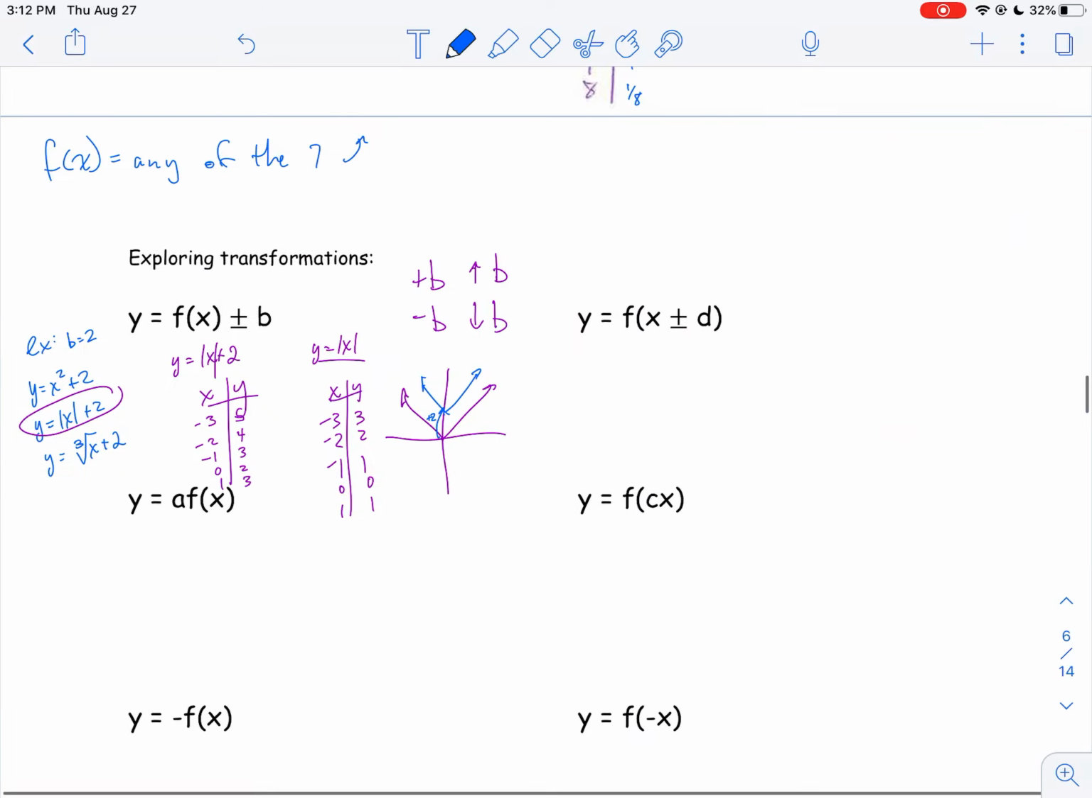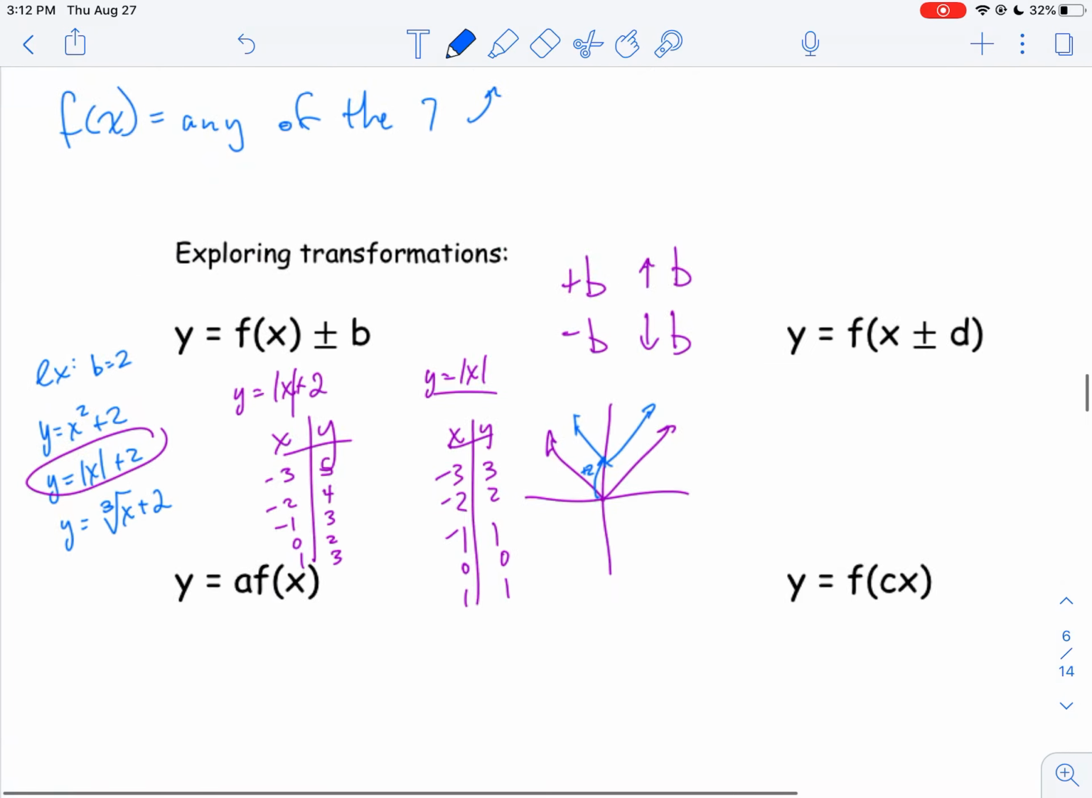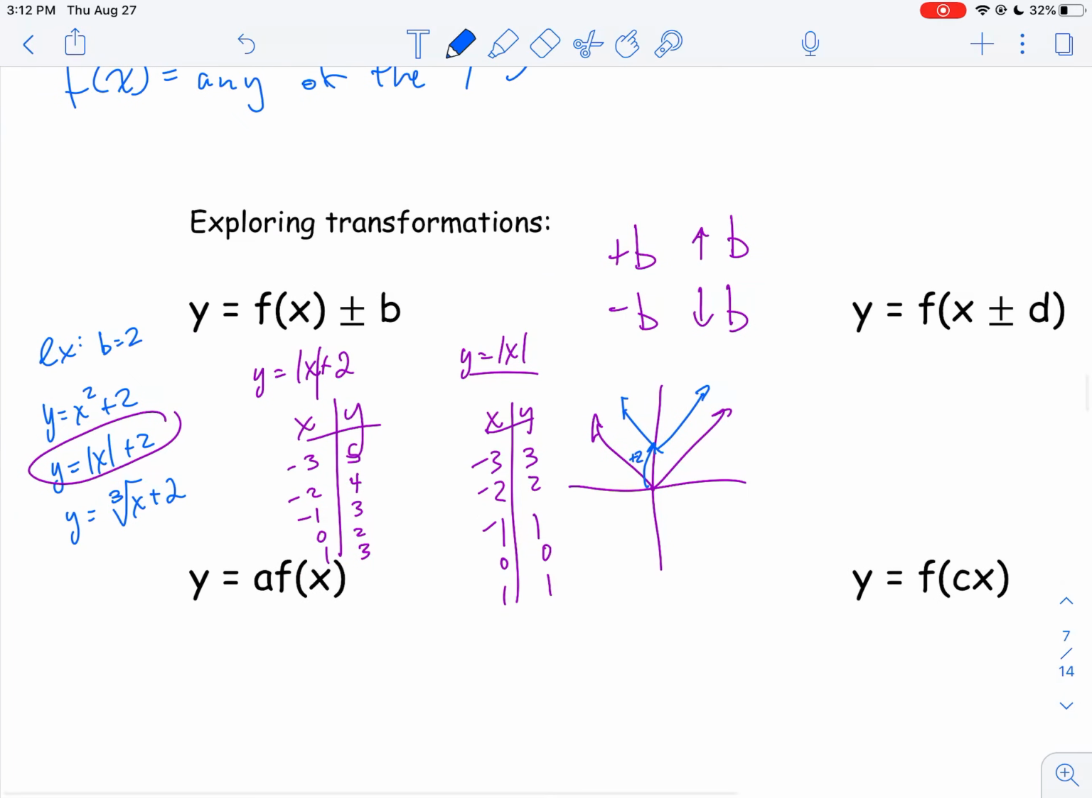Okay, let me pause there. Quick summary, because I don't want you to lose it. This is the key idea. When it's adding b and it's outside the function, it moves up b units. When it's minus b, then it's moving down b units.